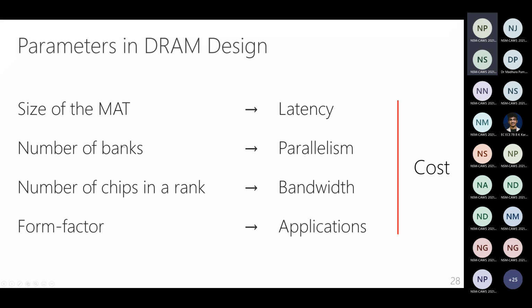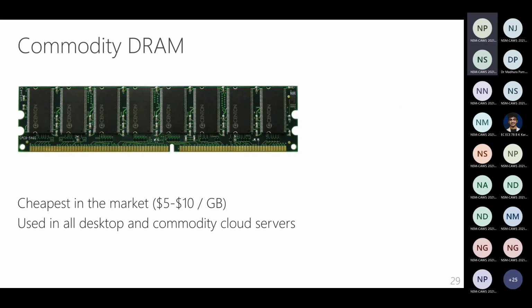If you increase the number of banks, again, banks, like I showed you, have peripheral structures, and the number of those structures will increase if I increase the number of banks, which means if I want to increase parallelism by simply increasing the number of banks, I'm going to pay a higher cost. If I increase the number of chips, I'm going to increase the bandwidth, but I'm also going to increase the cost, right? And form factor essentially determines the chip area, chip size, and how it is connected and integrated with the rest of the system, and again, those have implications on cost.